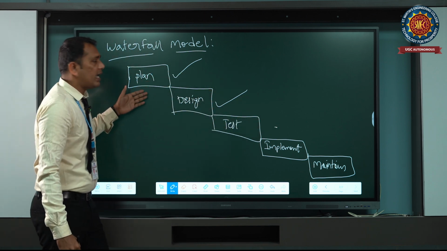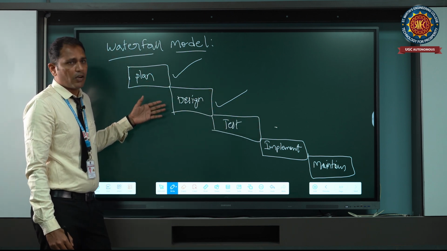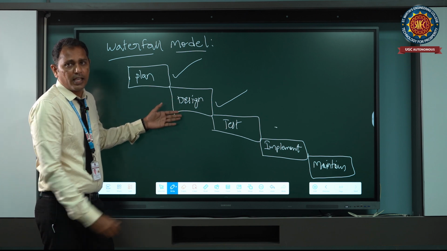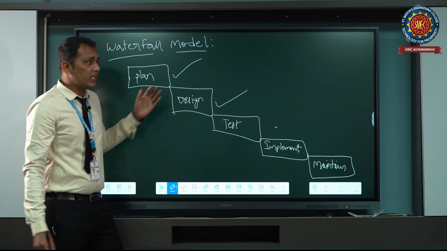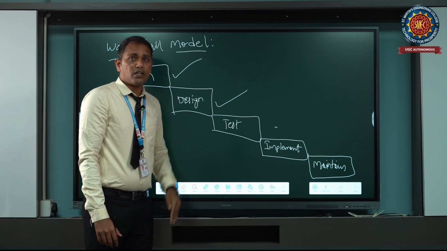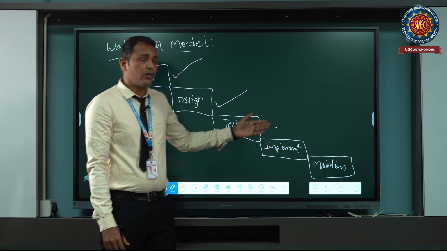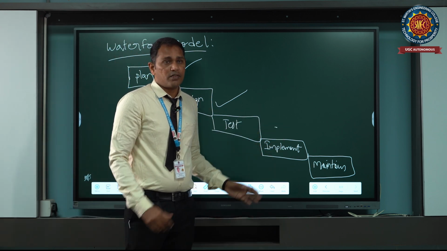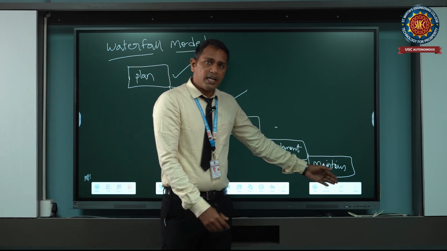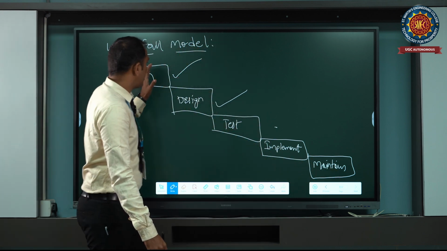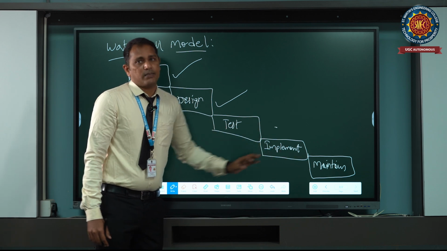Planning is the process of making software. After planning is completed, you have to design the software. After designing the software, you have to test the software. After testing the software, you have to implement the software. After implementing the software, you have to maintain the software. It is a step by step process.